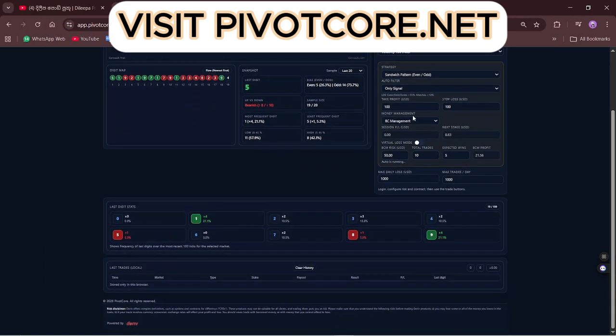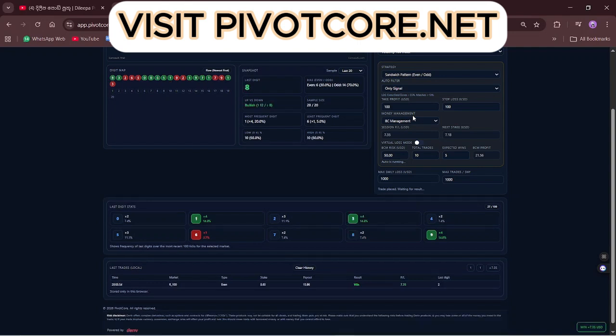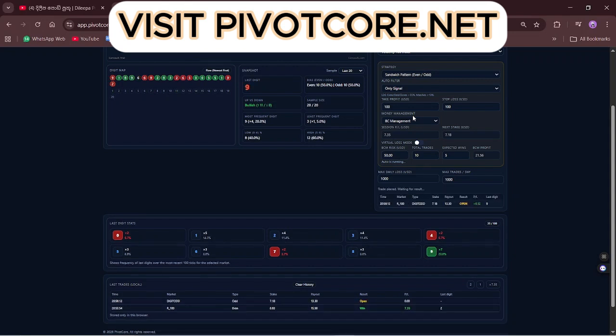If you trade on Deriv, you know that the market moves fast, and sometimes manual trading can be stressful. Today, I'm showing you a game changer, PivotCore.net. This is a powerful auto trading platform designed specifically for Deriv users who want to take the emotion out of their trades. Whether you are a beginner or an experienced trader, automation allows you to execute strategies with precision that's hard to match manually. Let's dive into how this platform can work for you.